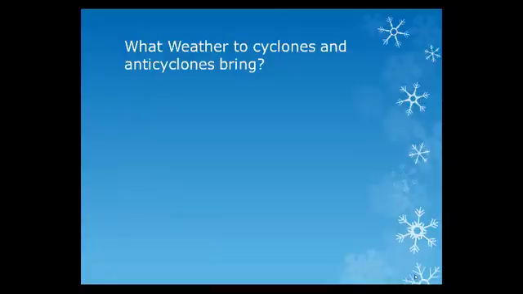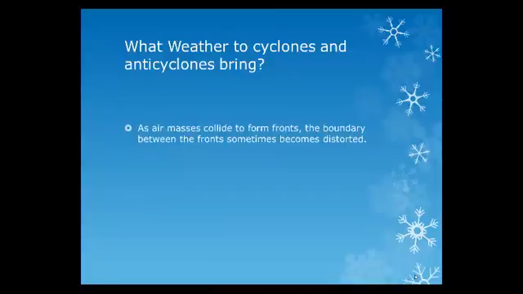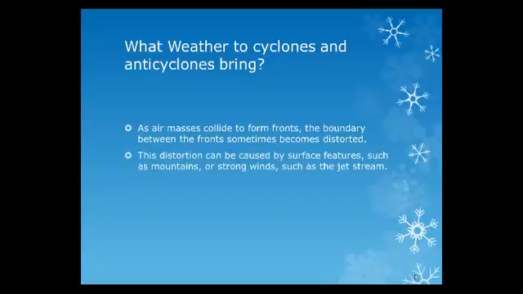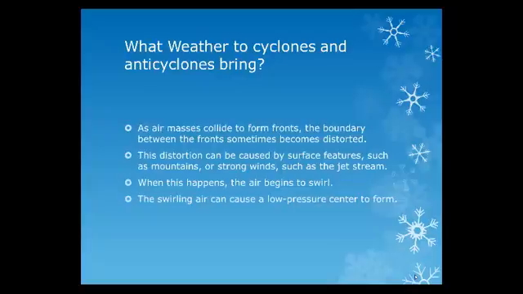So what weather do cyclones and anticyclones bring? Where air masses collide with one another, the boundary between the fronts sometimes becomes distorted. Other distortions can occur where air masses move around things like mountains, strong winds, or even the jet stream. When this happens, there is air that begins to swirl. The swirling air can cause a low pressure center to form.